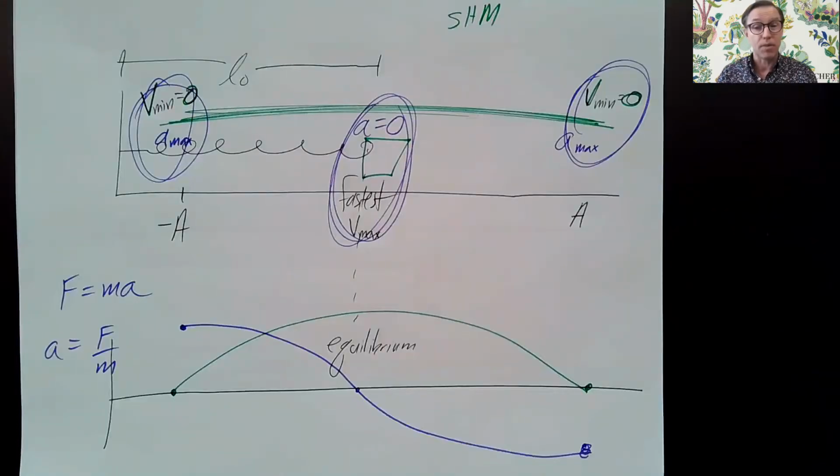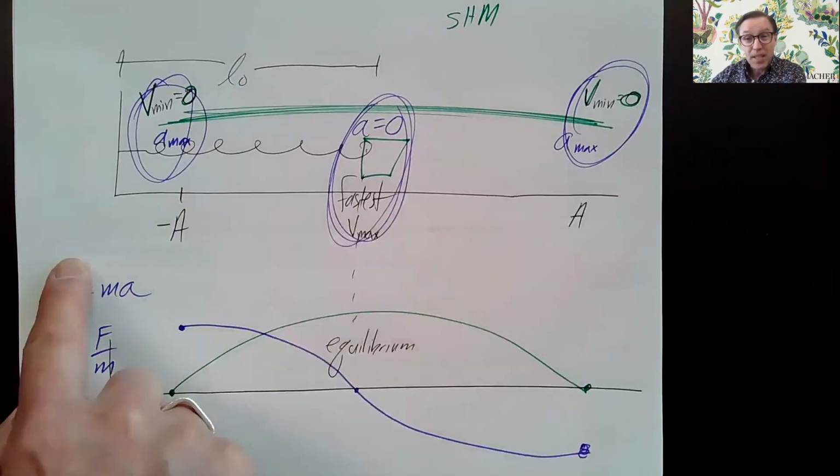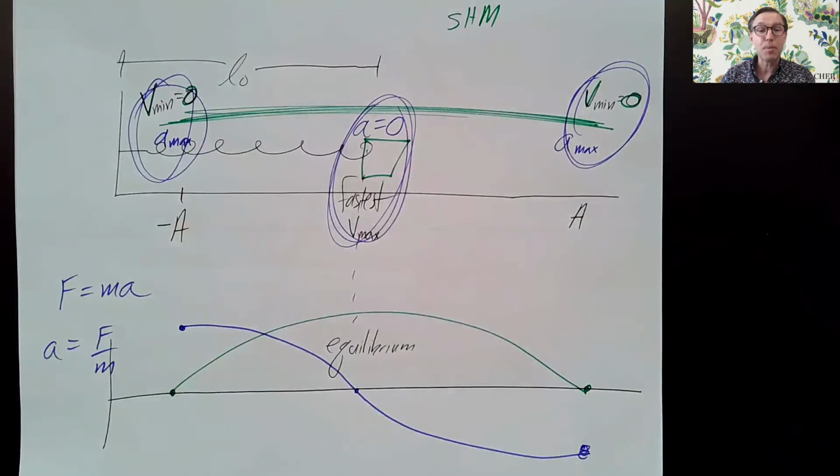Be able to talk your way through that. You should just be able to watch it happen in your mind and then write down what's going on and then make those conclusions. That is simple harmonic motion.